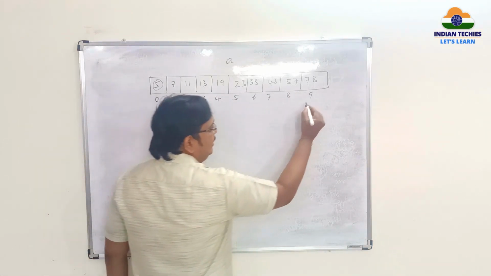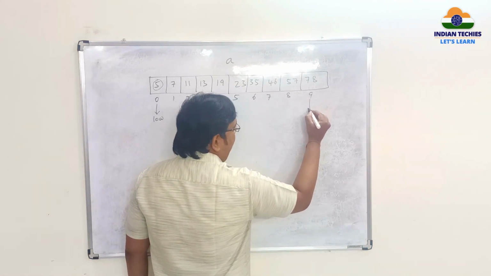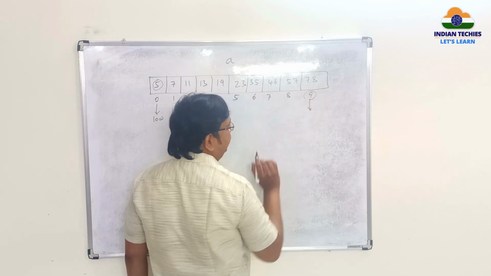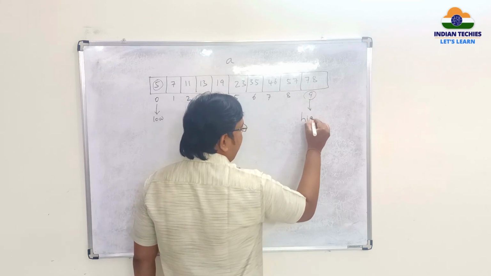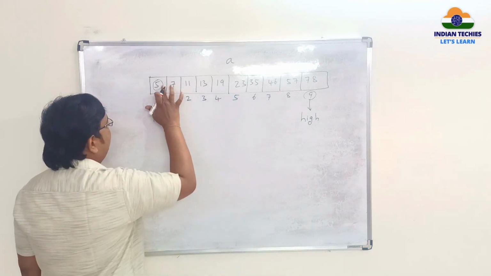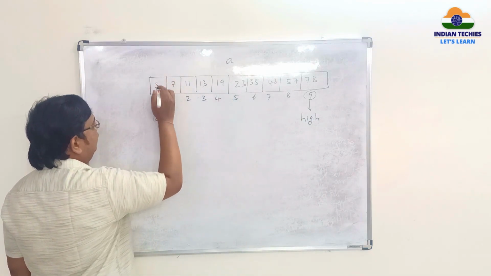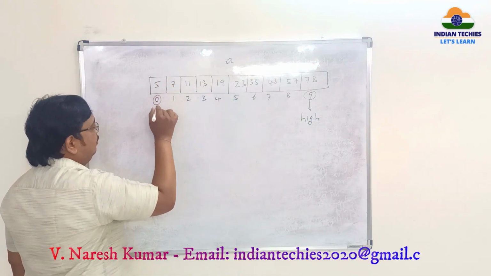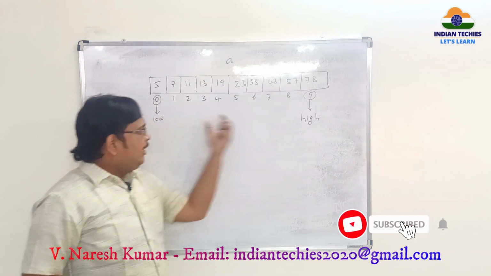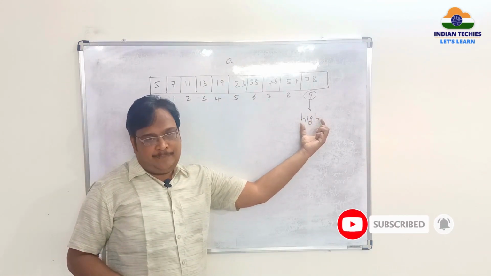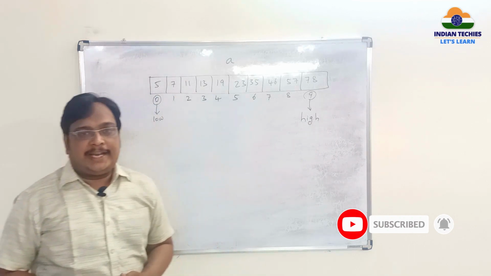And always consider the last position, that is 9, as high. So always consider the first position, 0, as the low one, and the last position will be considered as high.